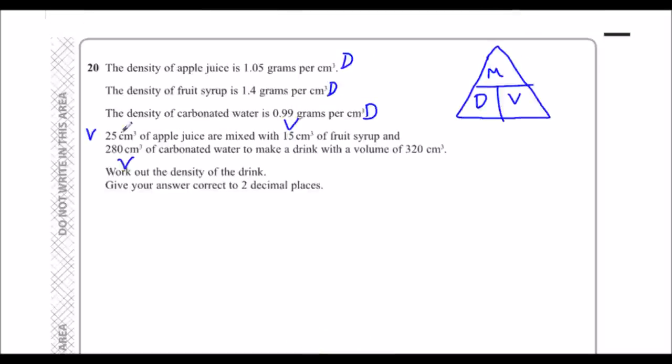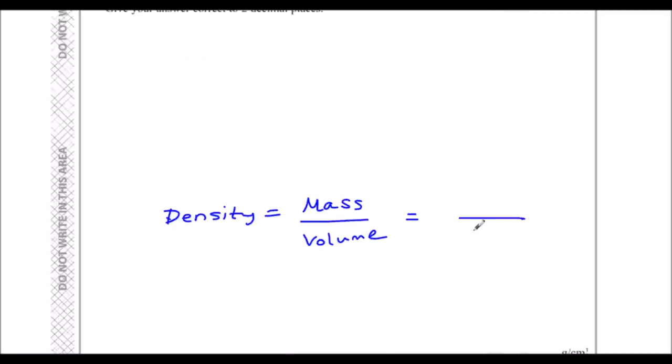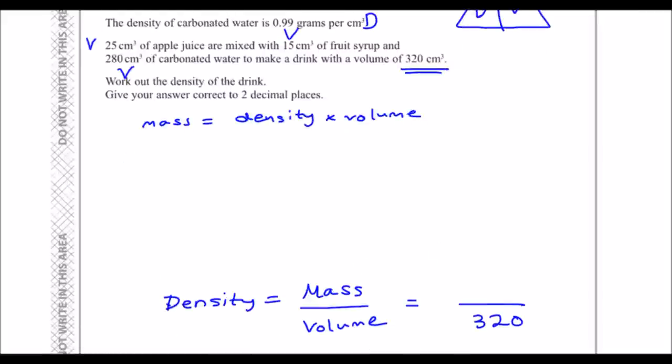We already know the total volume is 320. But we don't know the mass. So we're going to have to work out the mass of each of these parts and add them up. So mass is density times volume. So we're going to work out the mass of the apple juice, the mass of the fruit syrup, the mass of the carbonated water, and add them all up to go into our calculation.